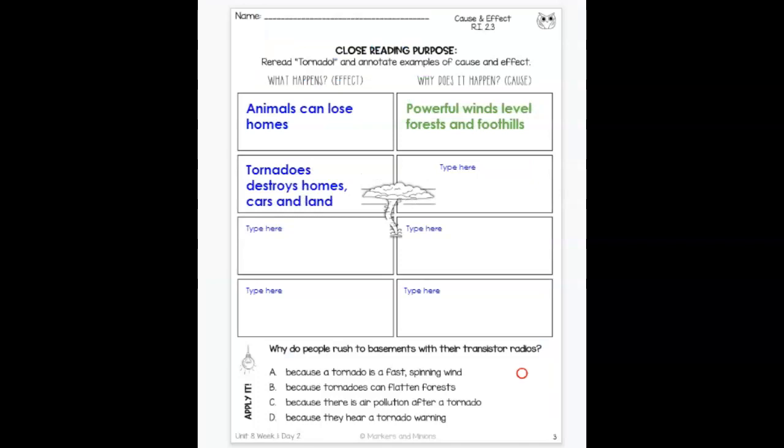All right, boys and girls, thank you so much for joining second grade's Unit 8, Week 1, Day 2. You need to complete this sheet. It really helps if you try to put the cause and the effect in different colors. That way you can decipher between the 2, and you can ask yourself these questions. As you go back and read, you need to say, what happened? And then why did it happen?